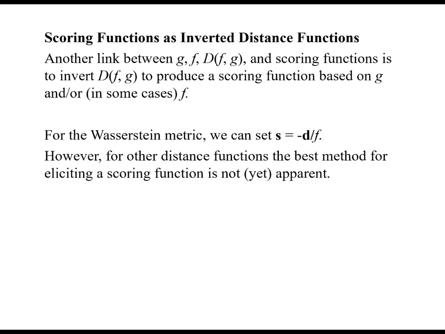Now, another link between G, F, and the distance function and scoring functions is inverting D to produce a scoring function based on G and, in some cases, F. For the Wasserstein metric, it turns out this is very simple. We can just set our scoring function equal to negative D divided by F. But for other distance functions, the best method for eliciting one of these scoring functions is not yet apparent. This is something that I'm still working on. And so unfortunately, I can't tell you about that.